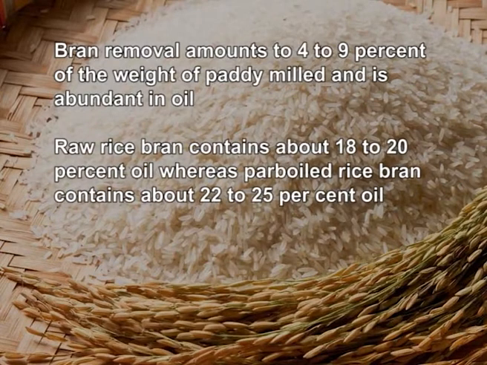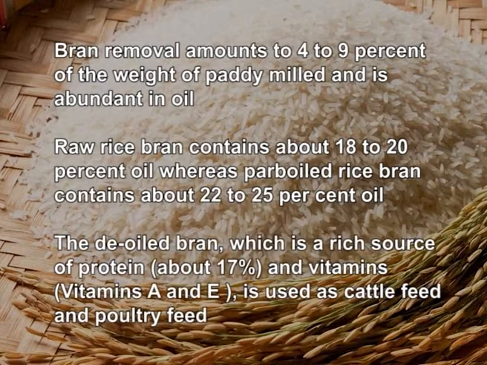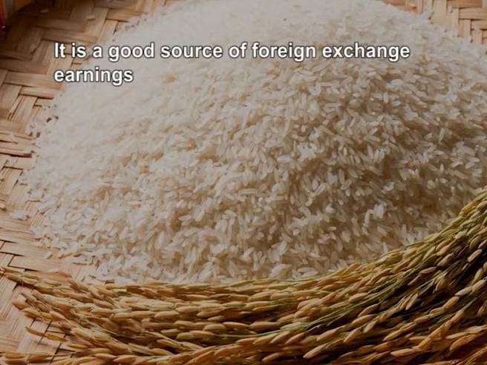Raw rice bran contains about 18 to 20% oil, whereas parboiled rice bran contains about 22 to 25% oil. The de-oiled bran, which is a rich source of protein, about 17%, and vitamins A and E, is used as cattle feed and poultry feed. It is a good source of foreign exchange earnings.